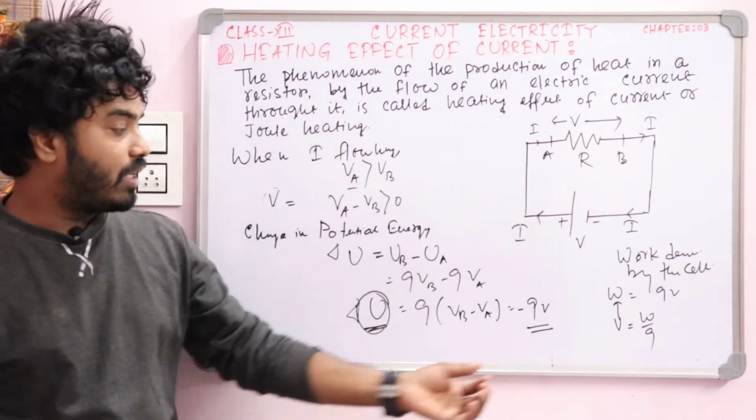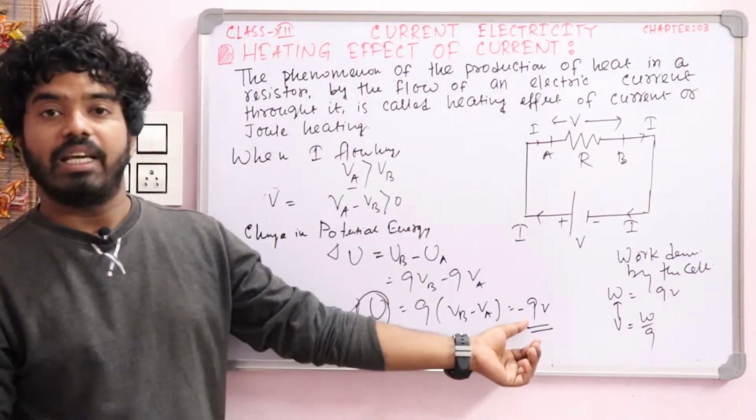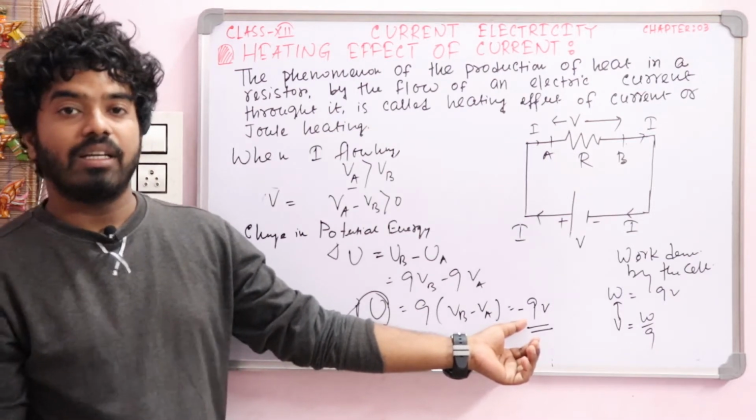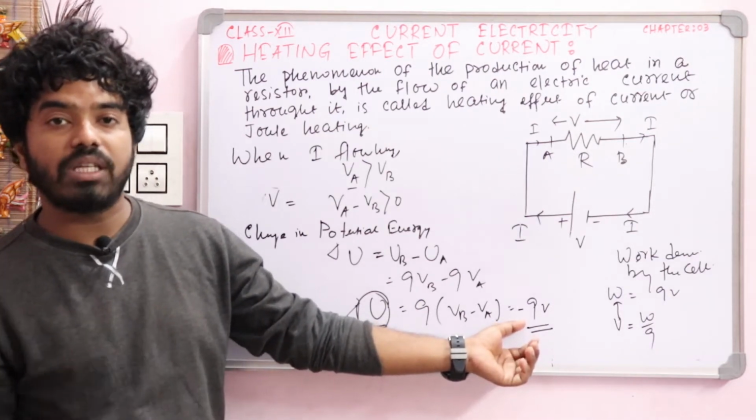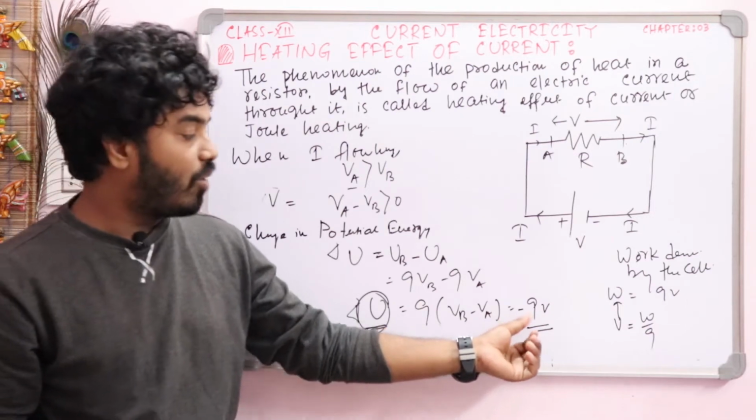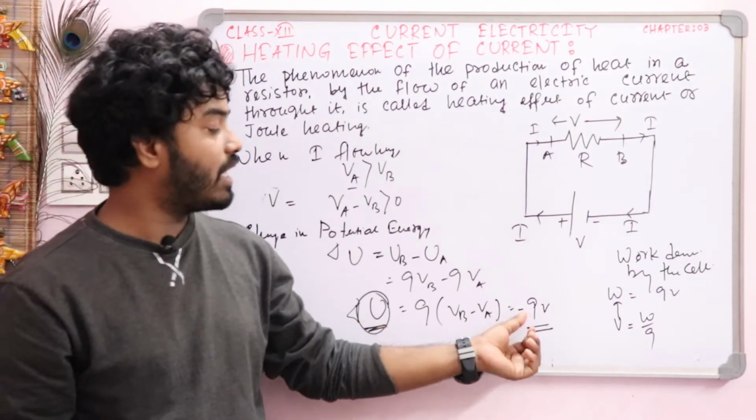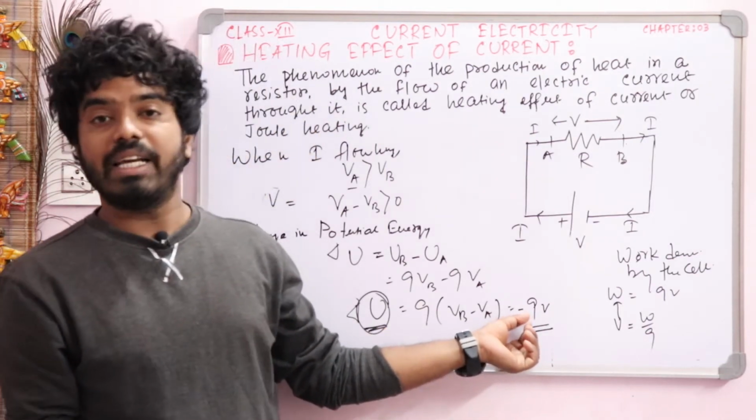Now the question is, what is the meaning of this negative sign? Here the negative sign indicates there is a loss of potential energy. There is a loss of potential energy. That's why the sign is represented as negative.